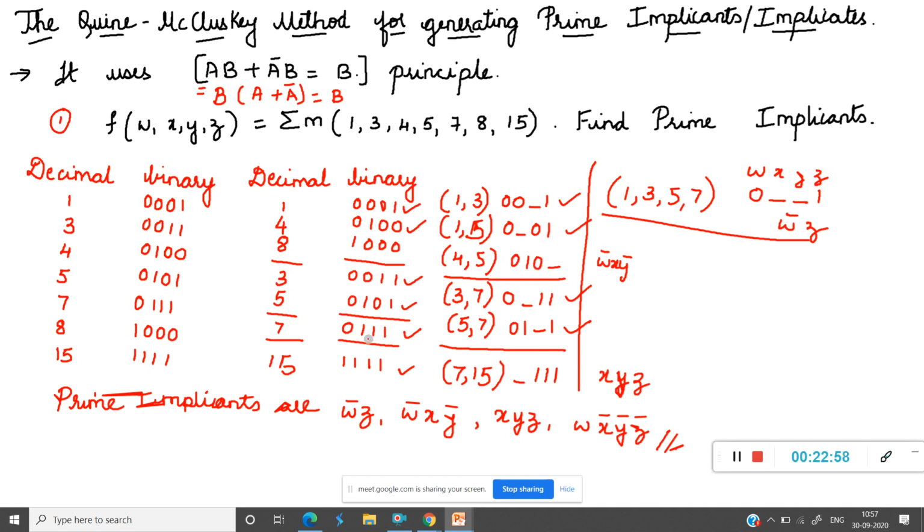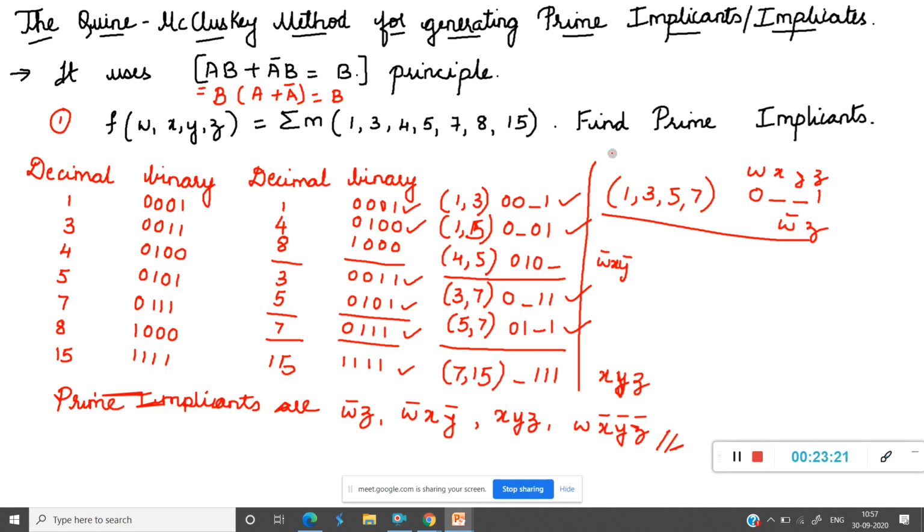Similarly, the second group with the third group: 3 with 7, 5 with 7. 3 with 7 differ in the second bit position. 5 and 7 differ in the third bit position. Next, 7 compared with 15, the third group with the fourth group. It differs in the first bit only. All other bits are the same. So here I have written dash, 7, 15.